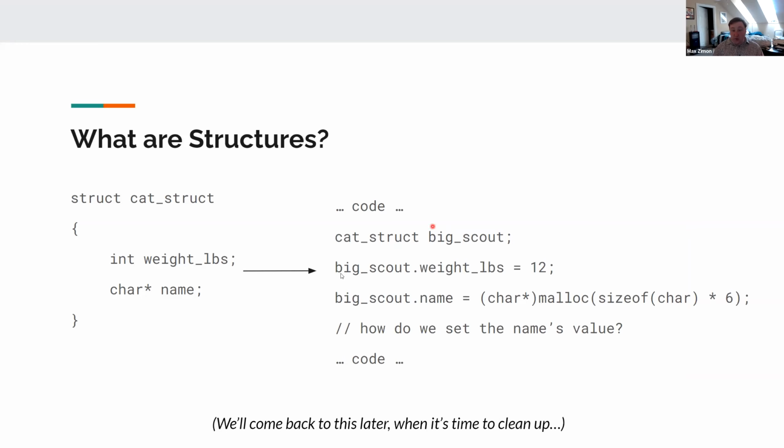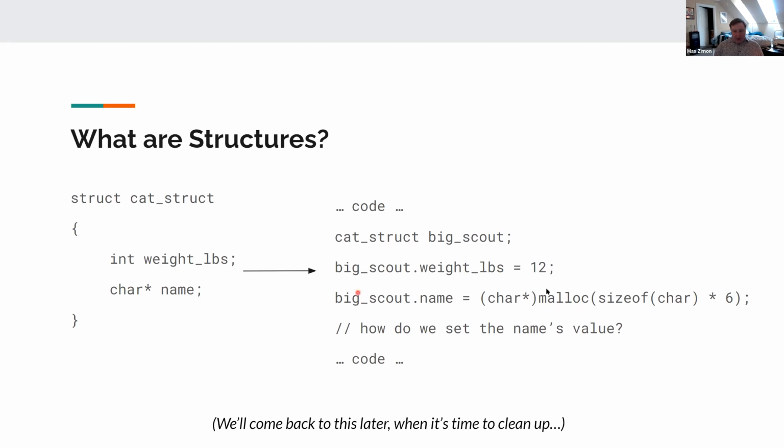Here's some code where I use my new struct. In this case, I'm just declaring this struct as a variable that goes right on my stack, as if it were an integer or a char or anything else. So I can say I've got a cat struct called Big Scout. That's going to tell the system, give me enough memory to store 1 integer and 1 char pointer's worth of data. And then I'm going to start setting what I want at those places.